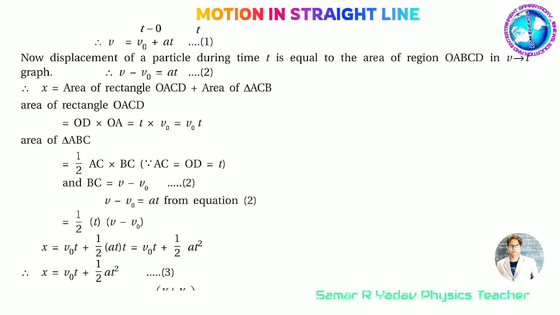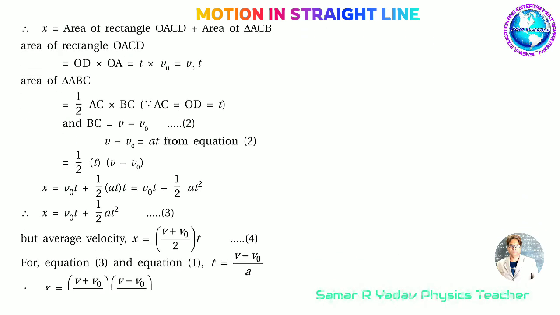Therefore the area of triangle ABC is equal to 1/2 t (v minus v0). Now putting both the values, we get x is equal to v0t plus 1/2 at into t, equal to v0t plus 1/2 at square. Therefore x is equal to v0t plus 1/2 at square, equation number 3.